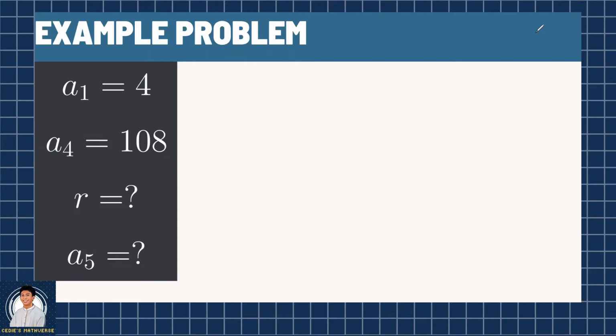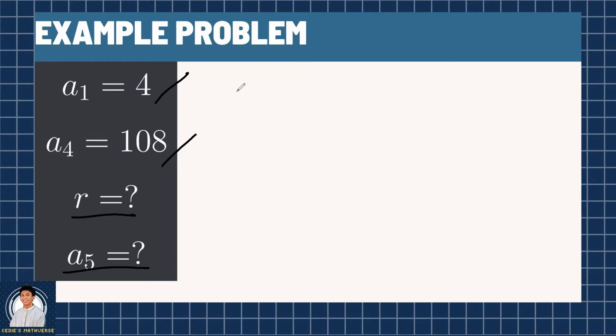So we will try some example problems related to geometric sequence. So here's our first problem. We are given a sub 1 equals 4, a sub 4 equals 108. We will find the common ratio and the fifth term.